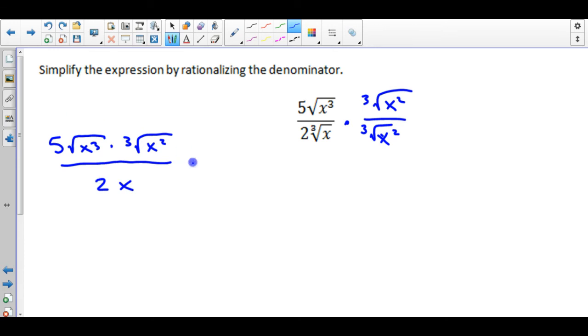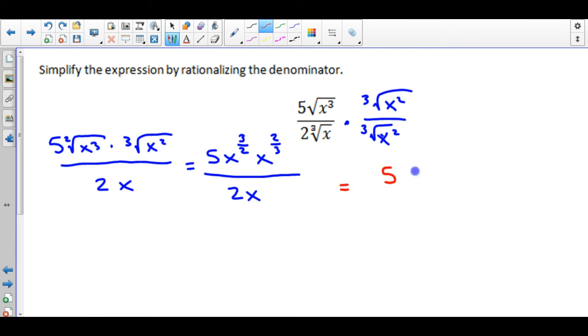So now I'm going to rewrite the top in exponential form. I'm going to write this as 5, and then since there's a little invisible 2 on the outside, I'm going to write this as 5x to the 3 over 2 power. And then I'm going to write this one as x to the 2 over 3 power. And what we'll actually need to do is add the exponents. In order to do that, we'll have to find a common denominator. So I'm going to take care of that right now, and this will be in the next step.